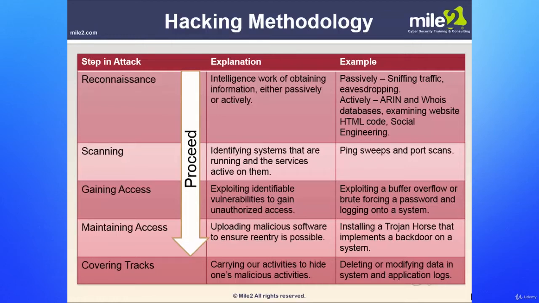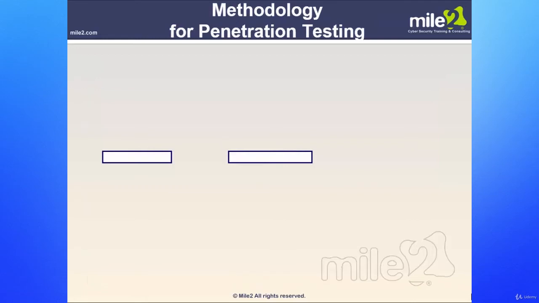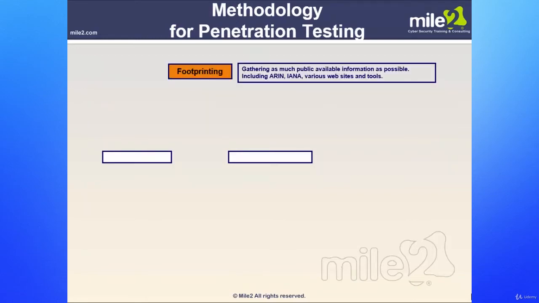So know the 5 phases in order: reconnaissance, scanning, gaining access, also known as enumeration, maintaining access, and covering our tracks. So methodology for pen testing, basically we start off with footprinting. We want to gather as much publicly available information as possible, and we can get this through ARIN, IANA, various websites and tools and so forth. Again, we'll have a whole section just on that.